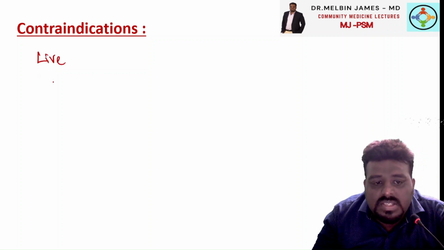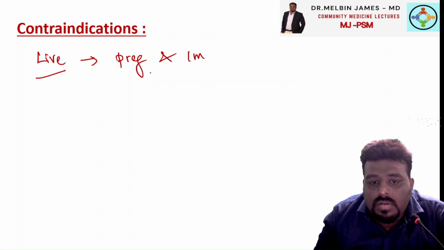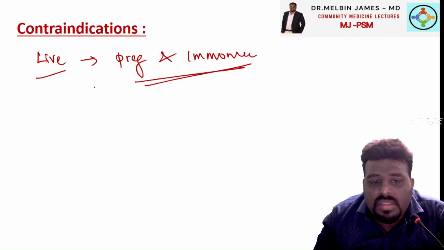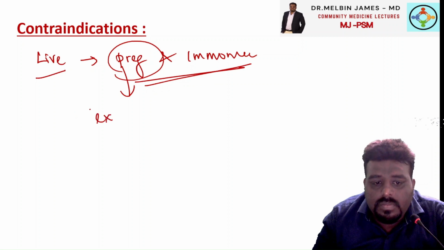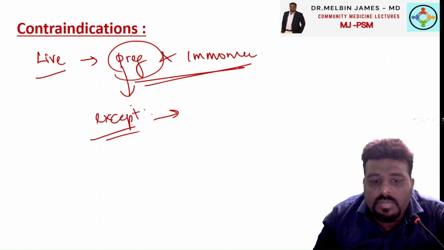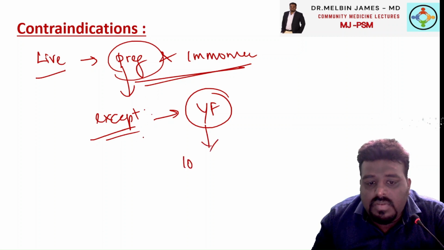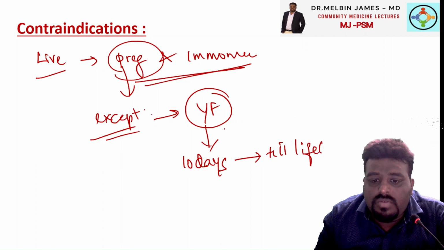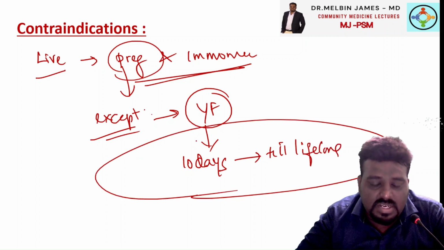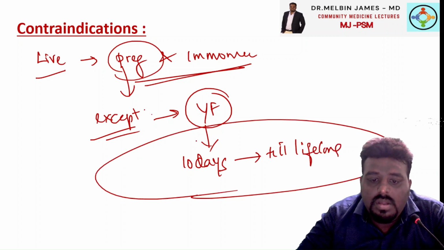And some of the contraindications, as I said: all the live vaccines are contraindicated in pregnancy and immunocompromised states, with some exceptions. One live vaccine which can be given in pregnancy is the yellow fever vaccine, where the validity of the vaccination certificate starts from 10 days till lifelong, whether they need to travel to a yellow fever endemic area.